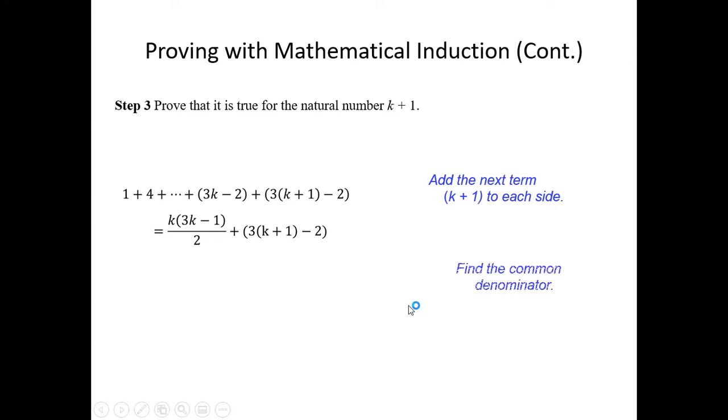Now, what am I going to do? I'm going to simplify. So I'm going to take this and find the common denominator. I'm going to multiply top and bottom of this by 2. So I have a common denominator of 2. And I'll give you a second to jot those notes down.